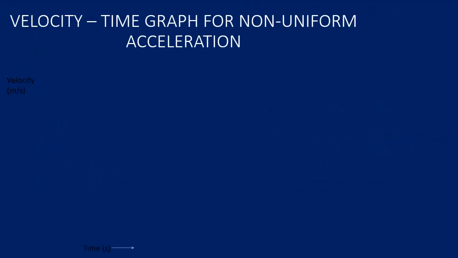Velocity time graph for non-uniform acceleration. So children, what do you mean by non-uniform acceleration? That means the change in velocity of an object is not equal in equal intervals of time.